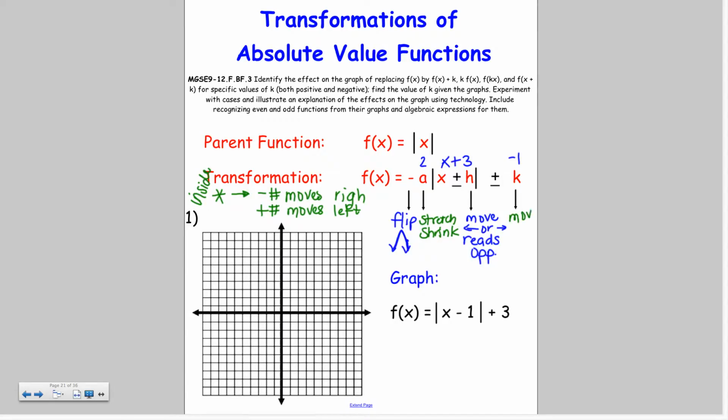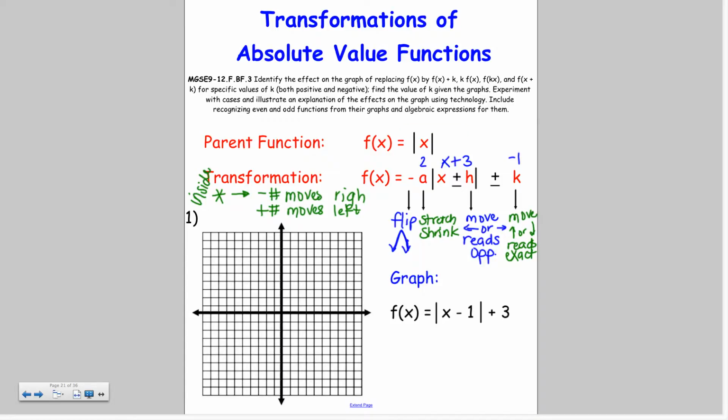All right, the last one, when we have a number on the outside, it's going to move our graph up or down. And it's going to read the way it is. So it reads exact. So if it is a positive one, it's going to move it up. If it's a negative one, it's going to move it down.